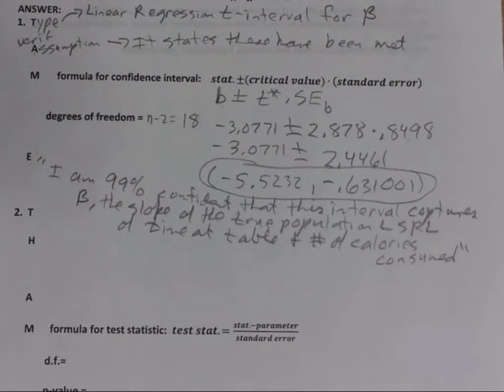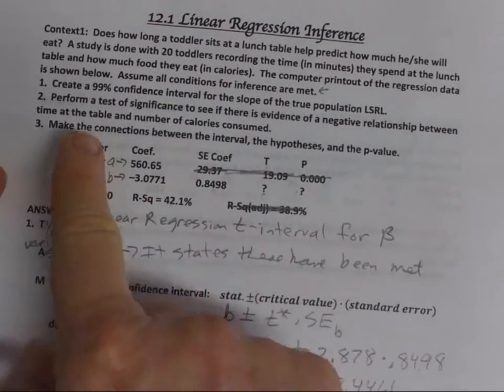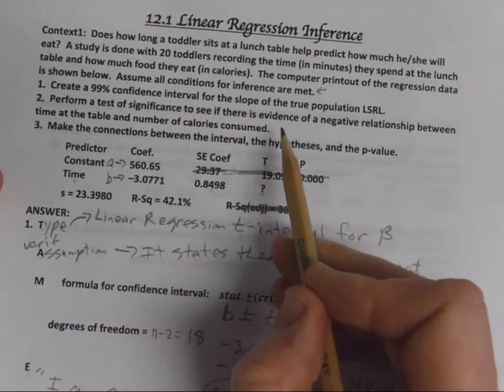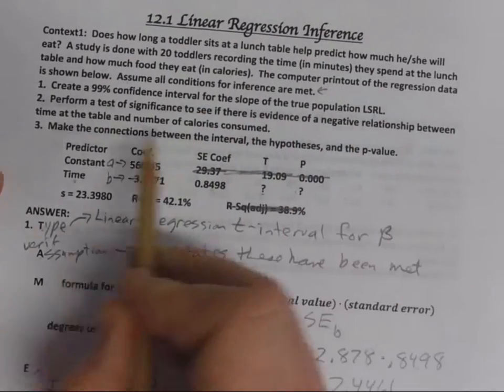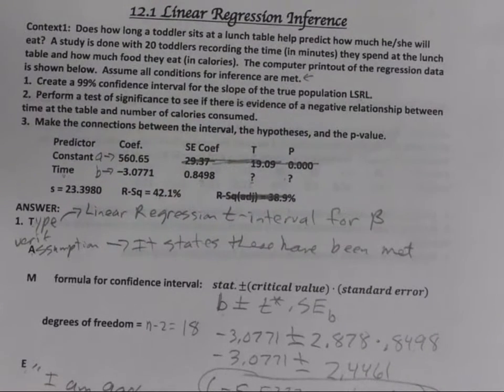That's how they are made. So, okay, let's go on to number 2. Number 2 says perform a test of the significance to see if there's evidence of a negative relationship between time at the table and number of calories. So we want to see, in essence, is there a relationship between two quantitative variables? Remember, in last chapter, in chapter 11, we wanted to see if there's a relationship between two categorical variables. All right. Well, now it's quantitative. It's a very similar sort of concept and reasoning going on.